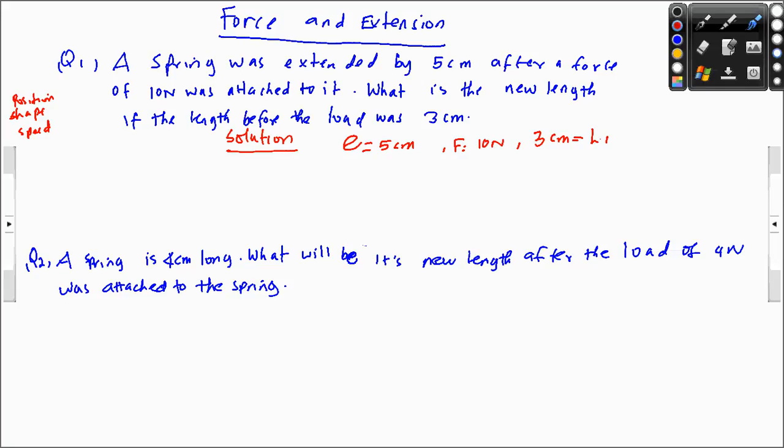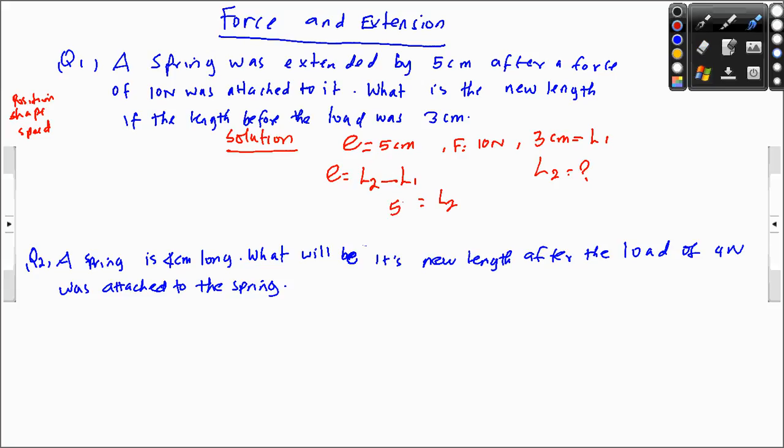So in this equation, it's quite easy. The extension is equal to L2 minus L1. L2 is what we're looking for, the new length after the load of 10 Newton was added to it. This is very easy. The extension here is going to be L2, which we don't know, minus L1, and we know the extension to be 5 centimeters.